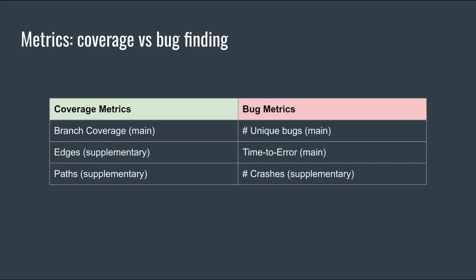Their second main bug metric is time to error, which is how long it takes for the fuzzer to find the first bug, because some papers care more about finding something fast than finding a lot eventually. As a supplementary metric, they also use unique crashes, which is common but less meaningful than unique bugs. One subtle design choice is that they measure both coverage and bugs on the same buggy program versions. So they avoid the clean program assumption, where coverage is measured on a patched version that doesn't match the buggy one.